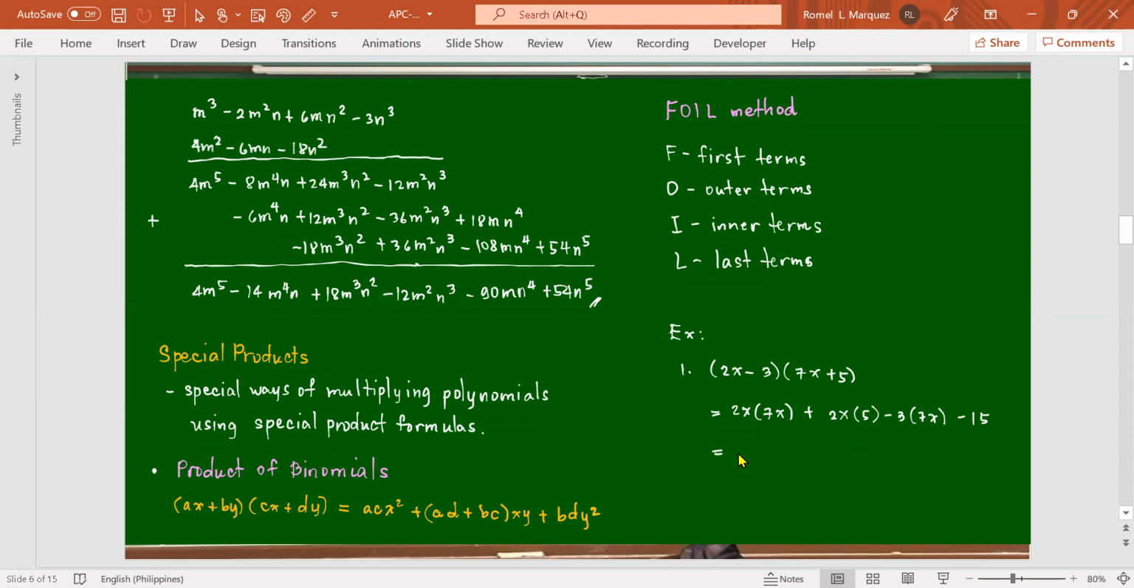Combining the middle terms and then multiplying here, 14x squared. This is negative what, guys? Negative 21, positive 10, negative 11. Am I right? Okay, children? This is FOIL.